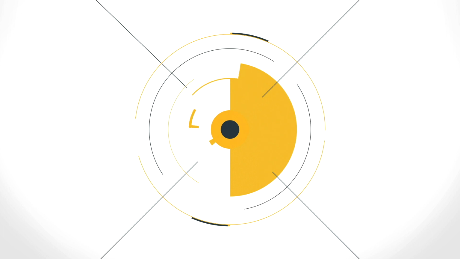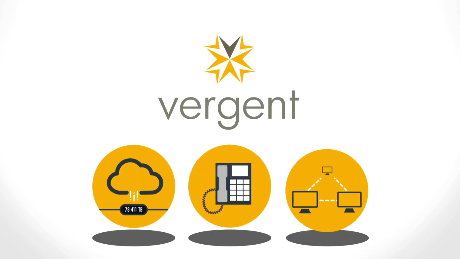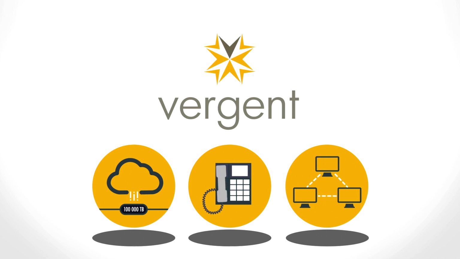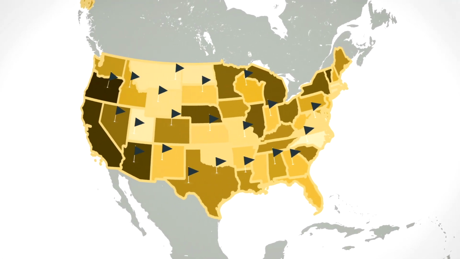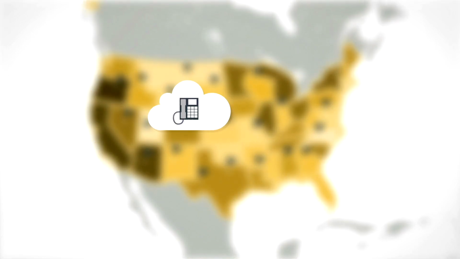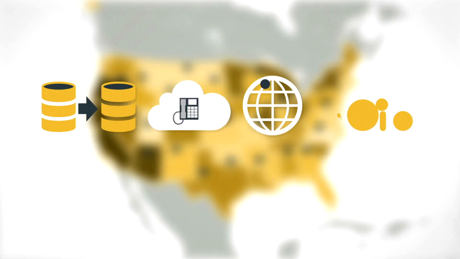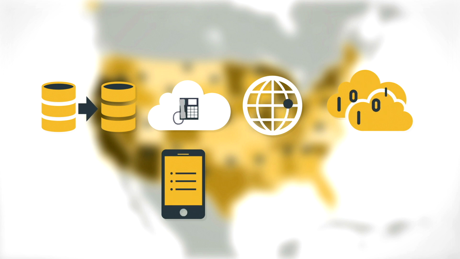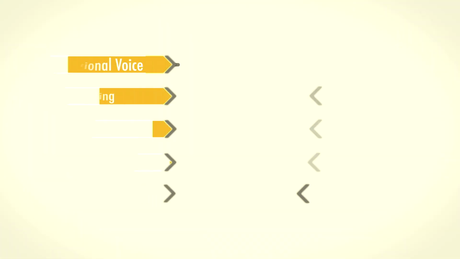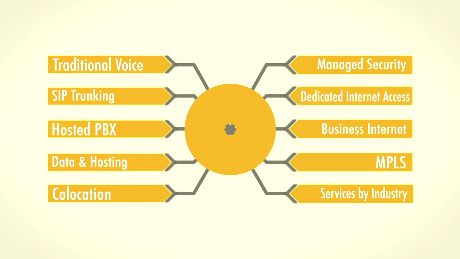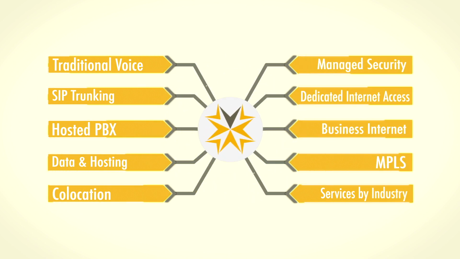Fortunately, there's Vergent Communications, a trusted provider of voice, cloud, and network solutions for more than 20 years. Businesses nationwide count on us for a full range of services, including hosted PBX, internet, remote backup, and co-location, as well as mobility and redundancy, powered by AT&T. We're a full-service vendor, providing customers with a single point of accountability for all their systems.